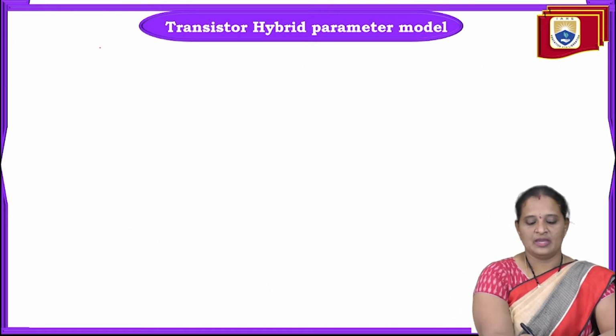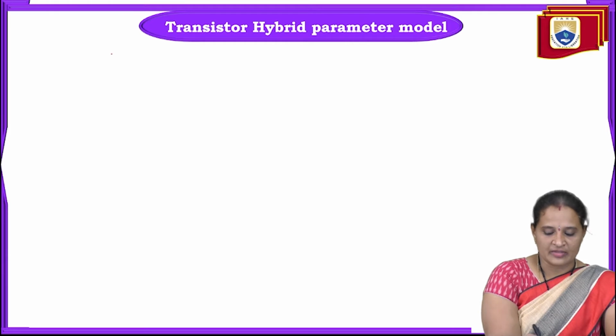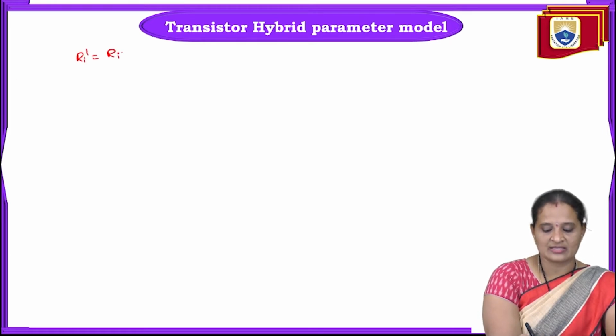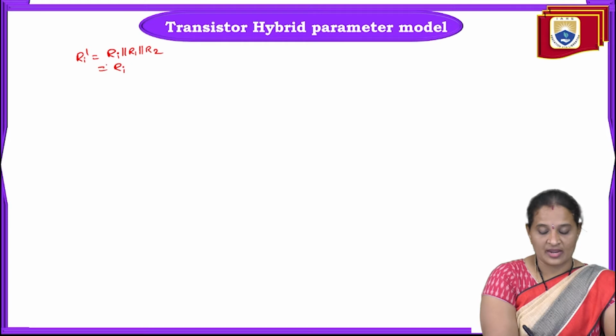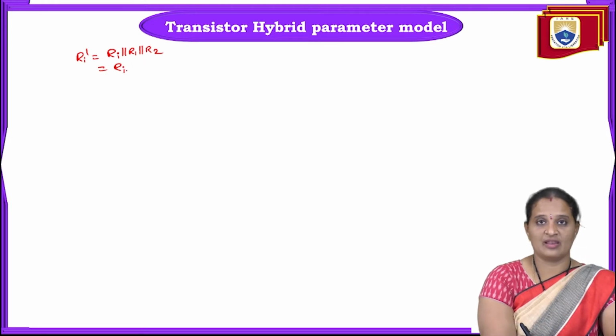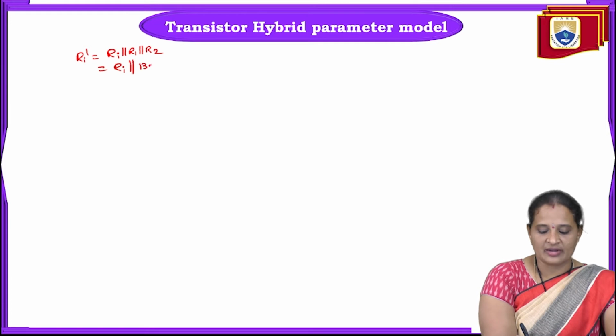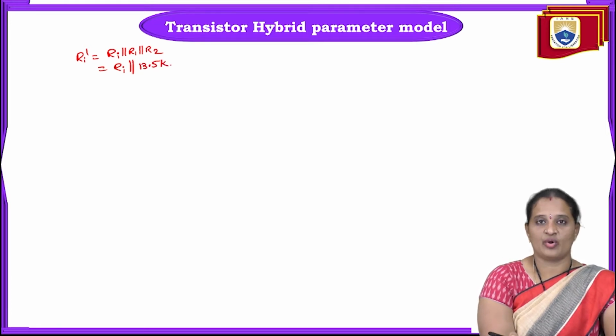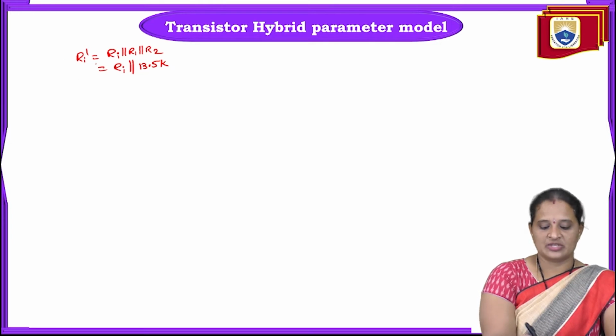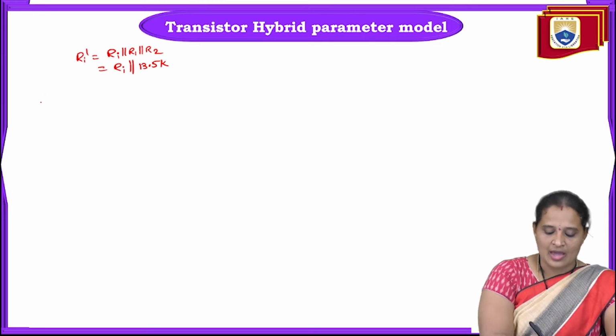Now coming to the next parameter, as I told you, Ri dash can be calculated as Ri in parallel with R1 in parallel with R2. As we did not get the value of Ri, just use the formula and calculate it. And already we have calculated the value of R1 in parallel with R2, that is 13.5K. So just substitute and find out the value of Ri dash.